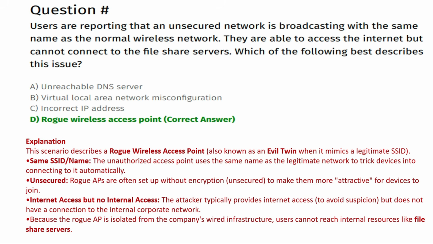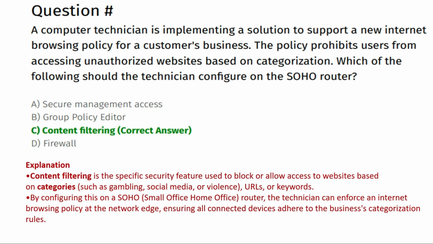So let's move to the next question. Next question is, a computer technician is implementing a solution to support a new internet browsing policy for a customer's business. The policy prohibits users from accessing unauthorized websites based on categorizations. So which of the following should the technician configure on the SOHO router? Option A, secure management access. Option B, group policy editor. Option C, content filtering. Option D, firewall. And the correct answer for this question is option C, content filtering.